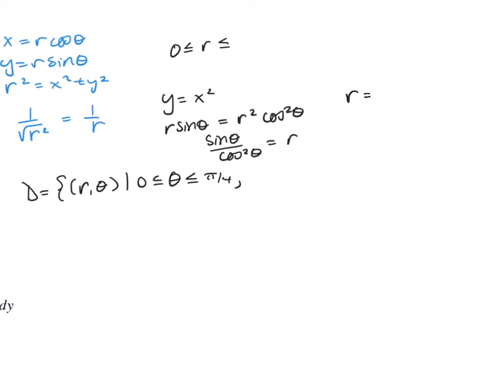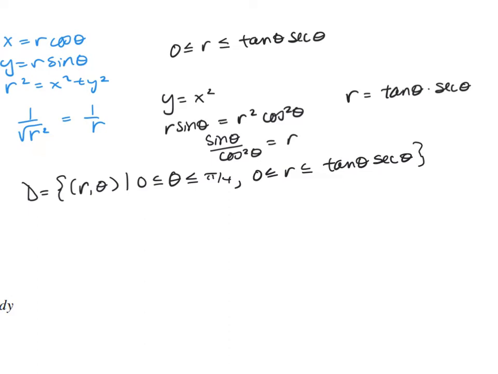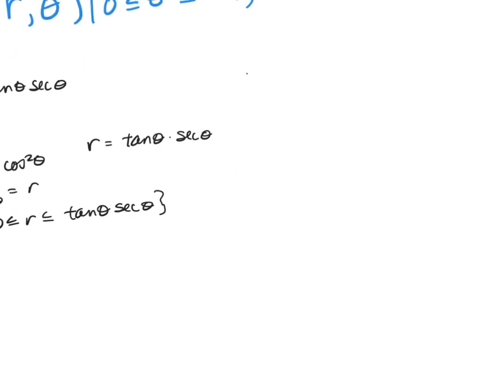So r is going to be between tangent theta secant theta. So r is going to run between 0 and tangent theta secant theta. Okay, so now let's do our integration. This integration is going to run first theta from 0 to pi over 4, and r from 0 to tangent theta secant theta. And then my integrand, remember, was 1 over r.